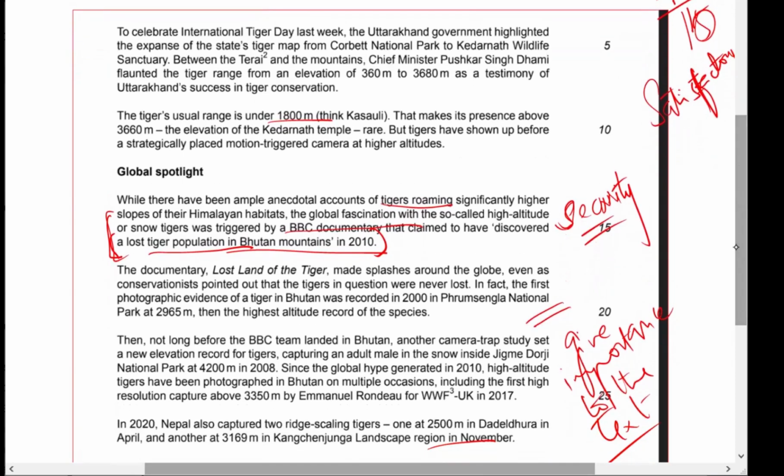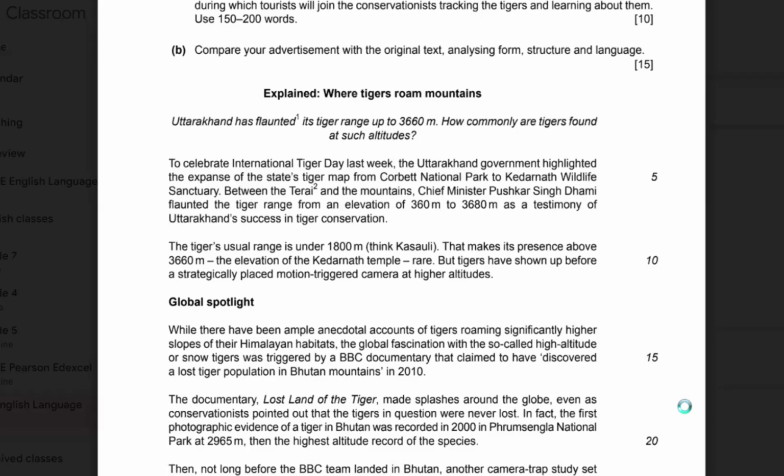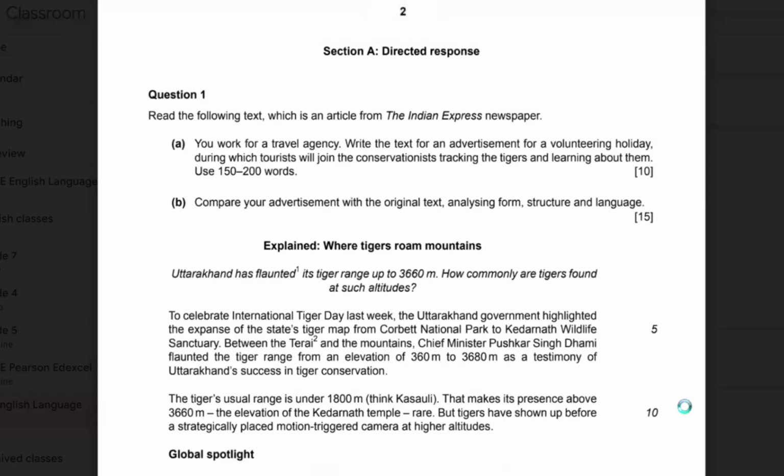All right. So this was all, the part A. Now let's move on towards the part B. Okay, fine. So I'm sure I'm presenting my screen. We are here. Compare your advertisement with the original text, analyzing form, structure, and language.